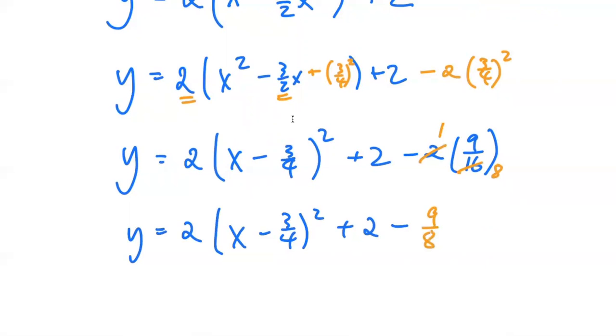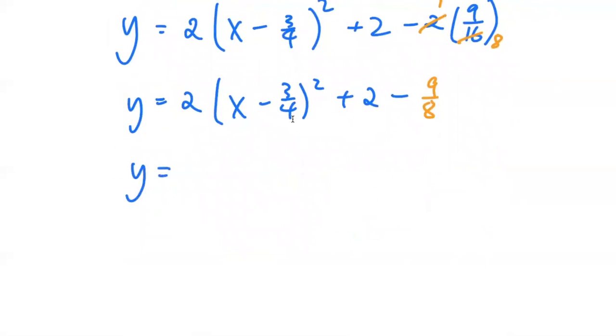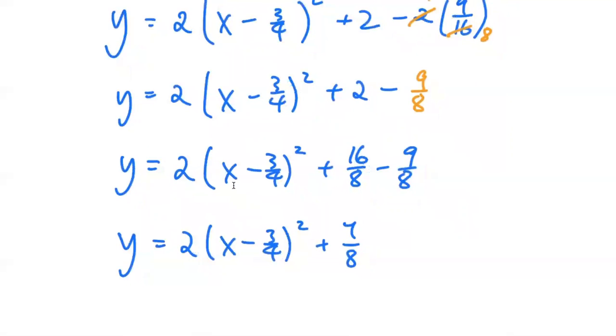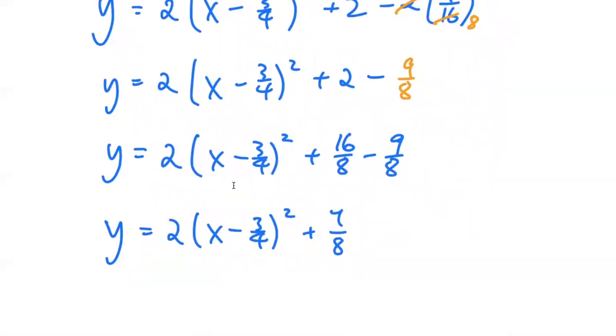And so we will have to have a common denominator to carry out this subtraction. So that will be 16 over 8 minus 9 over 8. And our final vertex form is going to be 7 over 8. Okay, so we have our vertex. If we need to write out our vertex, it is going to be 3 over 4, comma, 7 over 8. Okay, again, it's not pretty, but it's okay.